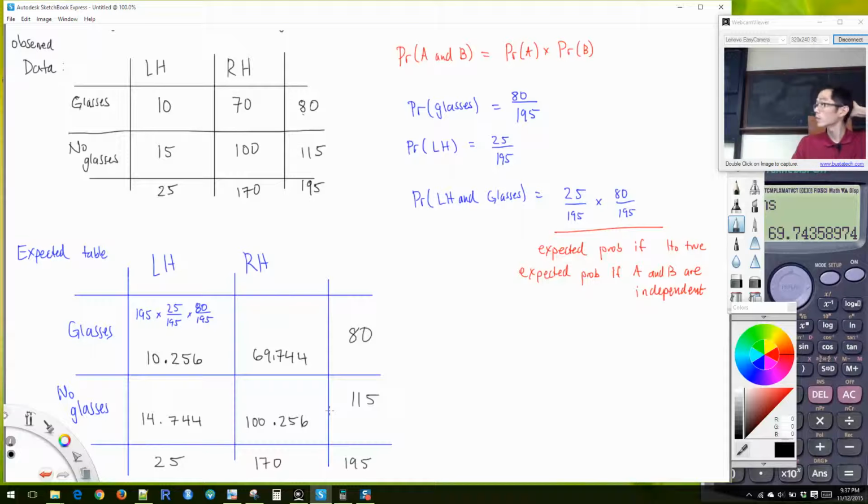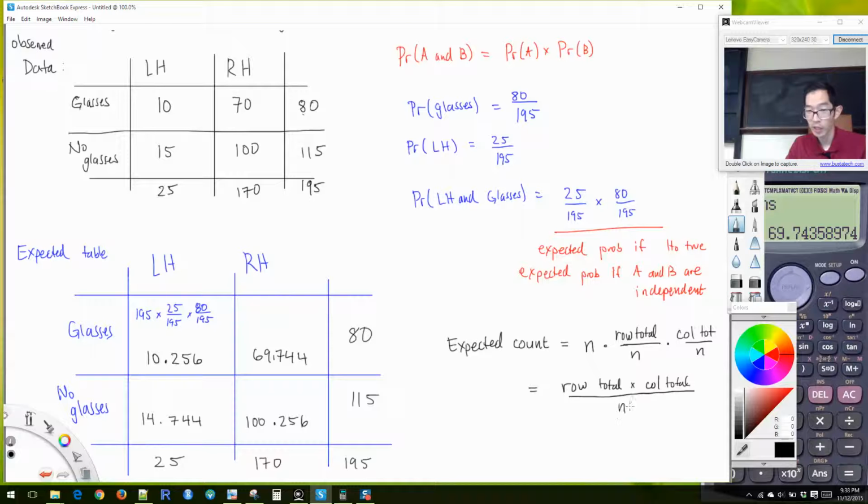Is that okay? So the expected count is equal to n times the row total divided by n, times column total divided by n, okay? Or we can cancel out the n's and just say the expected count is row total times column total divided by n, which is our grand total.